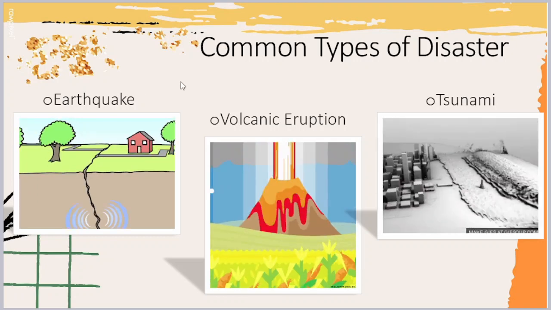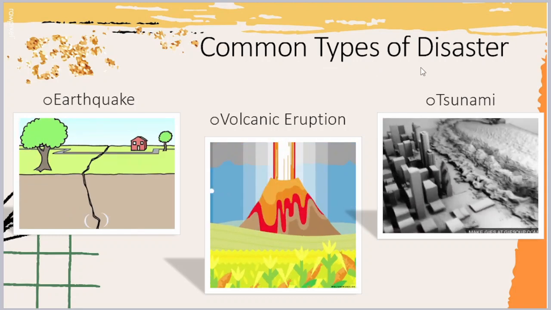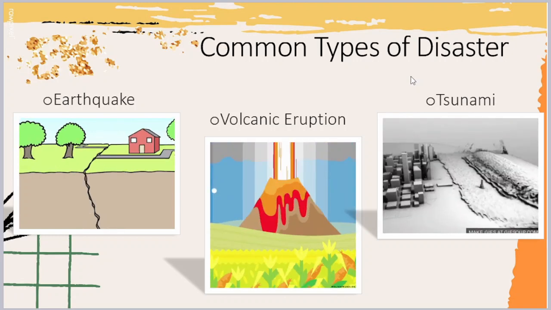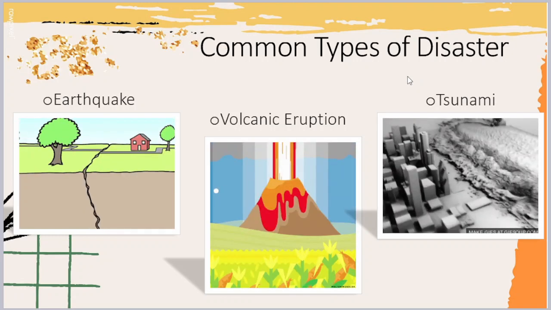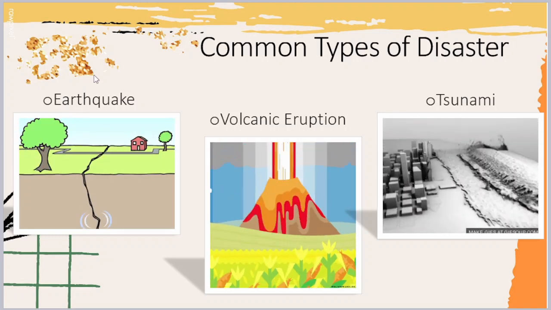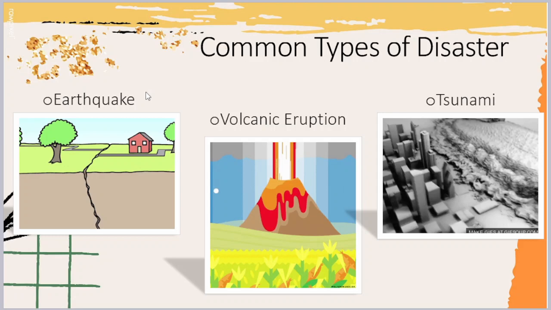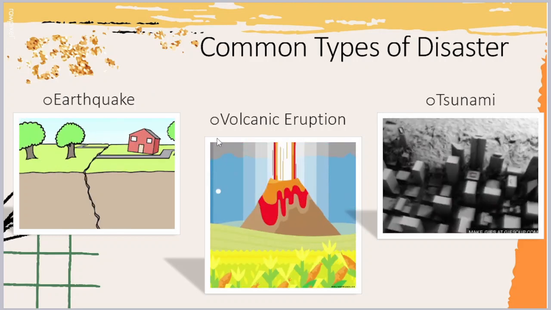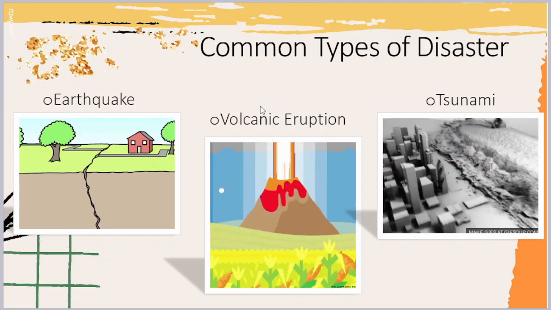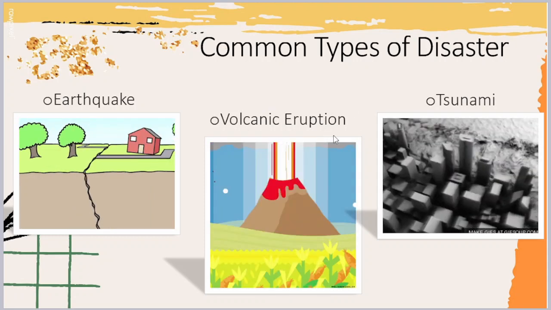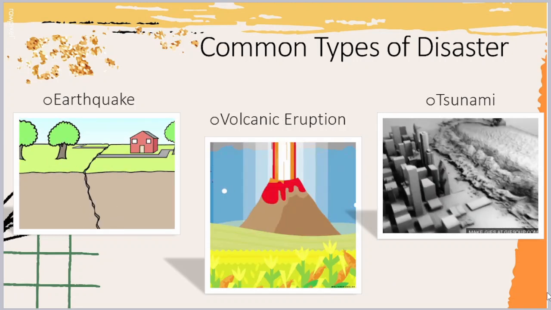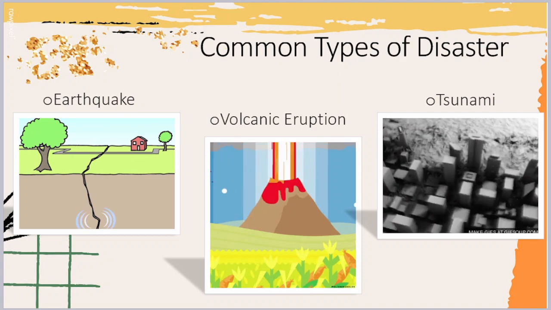Now let's try to look in the common types of disasters. Ano ba yung mga natural phenomena and other events that we considered as a disaster? Okay, we have here the first one, very common, earthquake. Okay? Second one, so this one nangyari sa country natin last year, volcanic eruption. So, na-experience natin ito. And then, tsunami. So, thankfully, wala namang tsunami na nangyari.